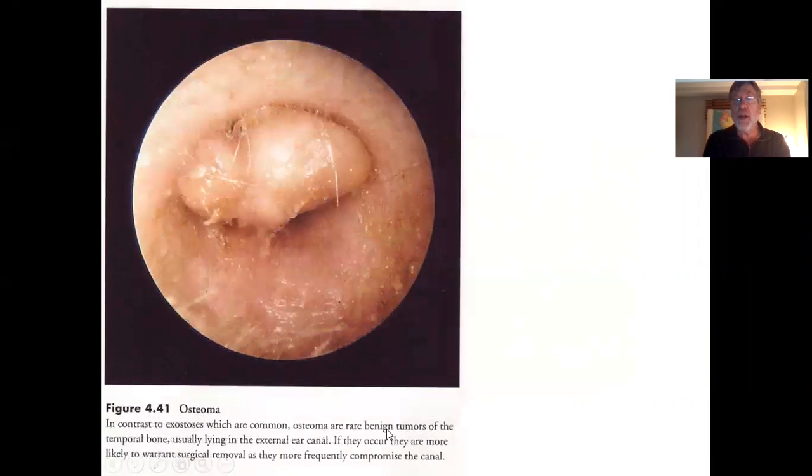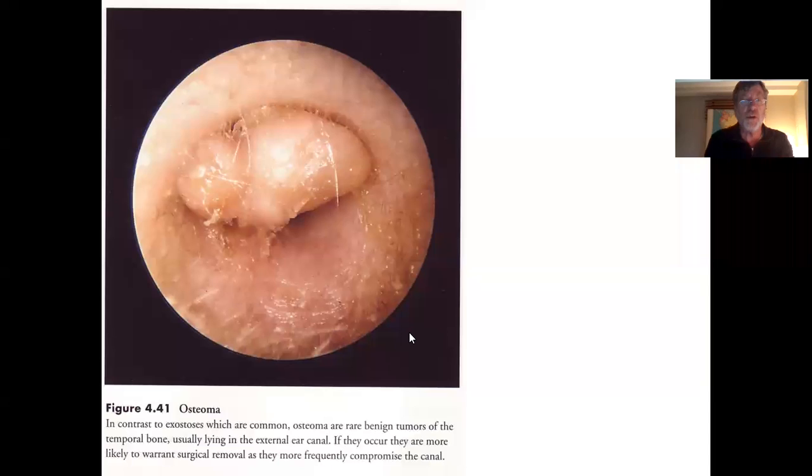Osteomas are rare benign tumors of the temporal bone, usually lying in the external ear canal. If they occur, they are more likely to warrant surgical removal as they more frequently compromise the ear canal. So this stenosis is almost turning into atresia. So they've got to get that out. Okay? All right, stop sharing and back.